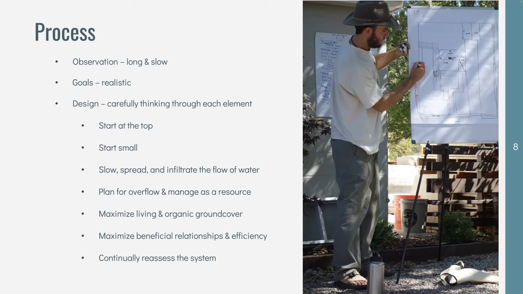My 750 gallon tank overflows often, especially this year. And you'll want that overflow to direct into an intentional area. Mine feeds into a yarrow that then overflows into a box elder tree. And that's that next point of planning for overflow and managing it as a resource, and maximize your living and organic ground cover.